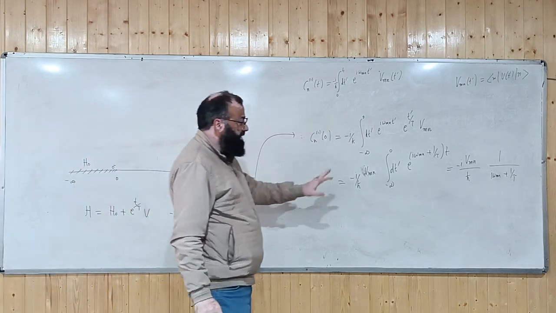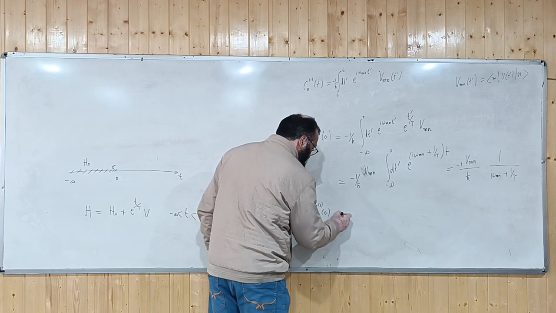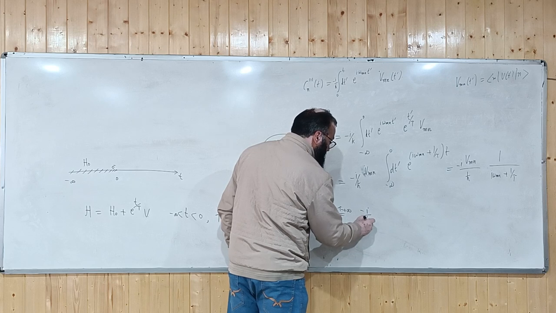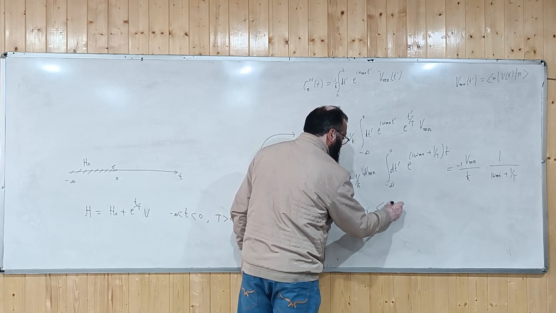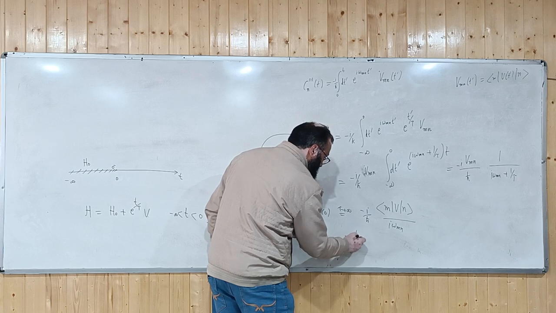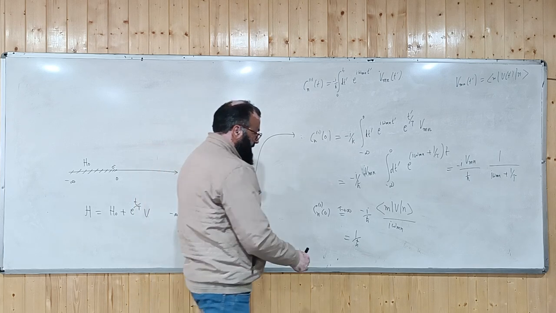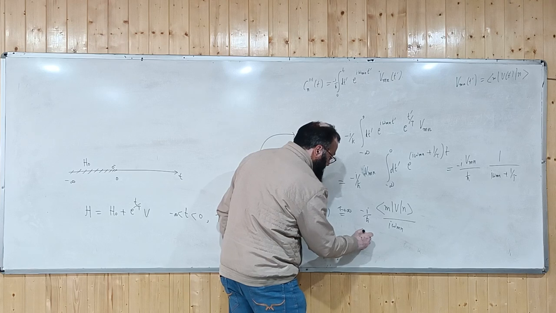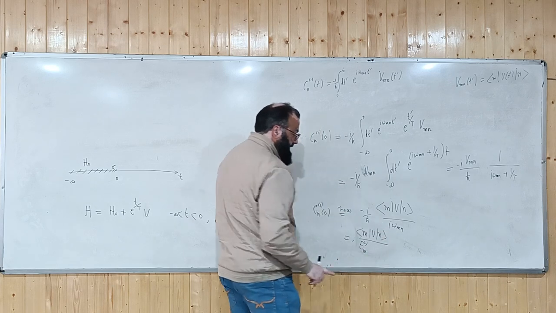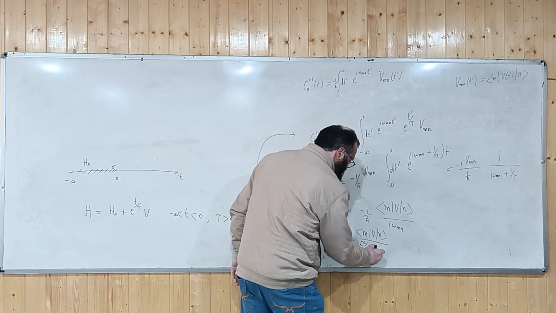Now let's take tau tends to infinity. So let me write Cn1 at tau tends to infinity, which equals minus i by h cross, Vmn by i omega mn. The i and i go, so there should be h cross as well. What is this h cross times omega? It is simply Em minus En, where Em is the unperturbed energy. So that's why I will put this.